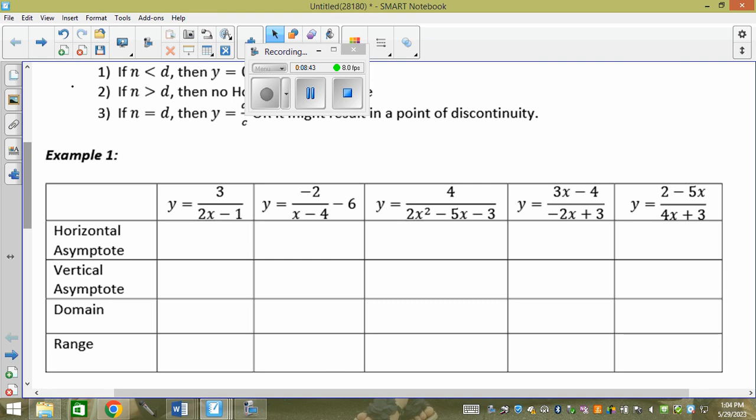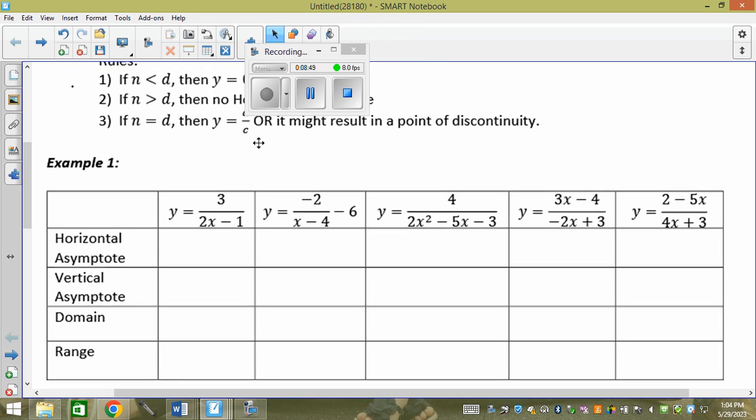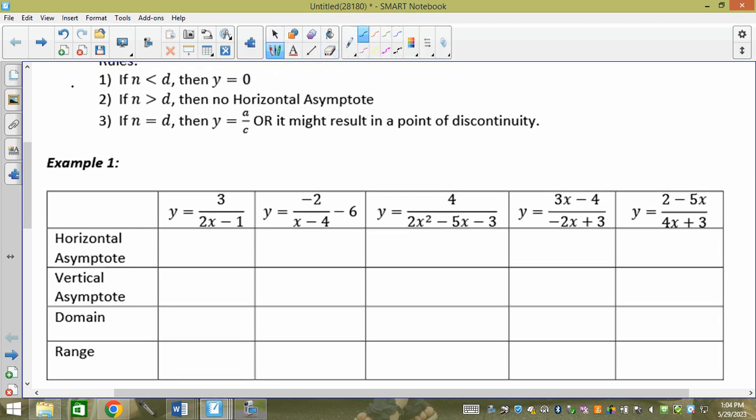Type this one into your calculator. If you have the old calculators, you have to show that this is a fraction first. You have to open a bracket, -2 divided by, and you want to divide by the whole x minus 4, so it has to go in brackets. Close bracket, minus 6, into your y equals on the left side.